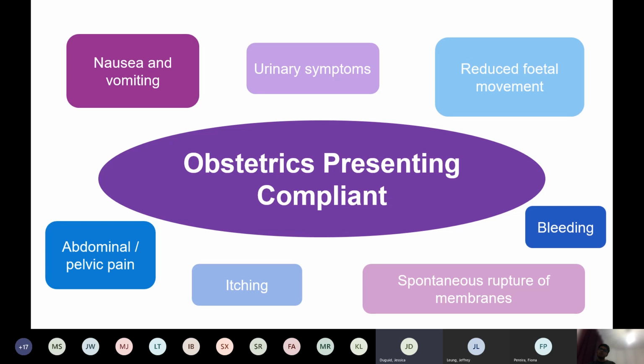Hopefully over the course of the lectures that I do and through the teaching you have at uni, you should be able to put into place all the different conditions that can cause these. So don't worry too much about all of that for now.